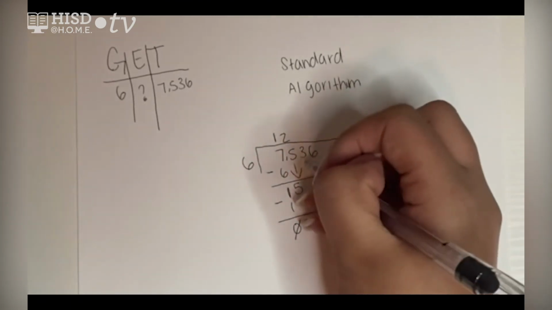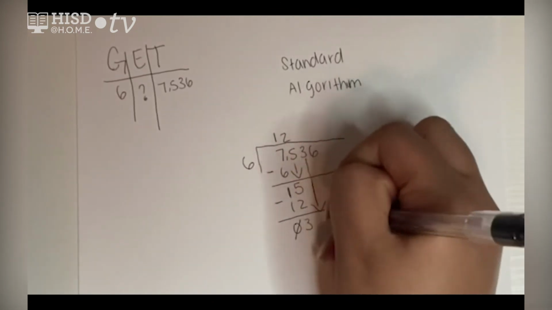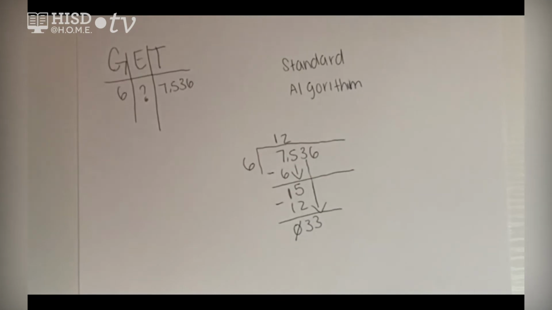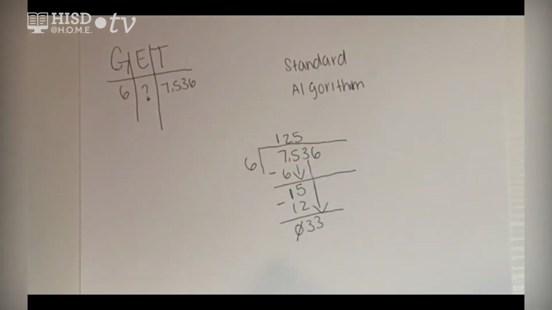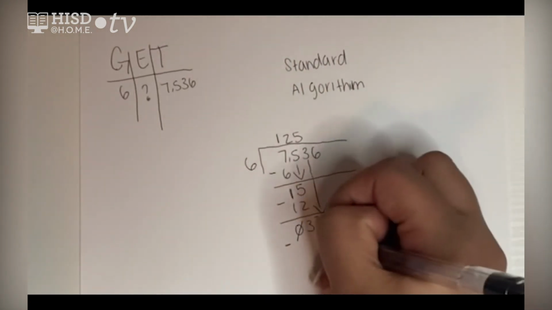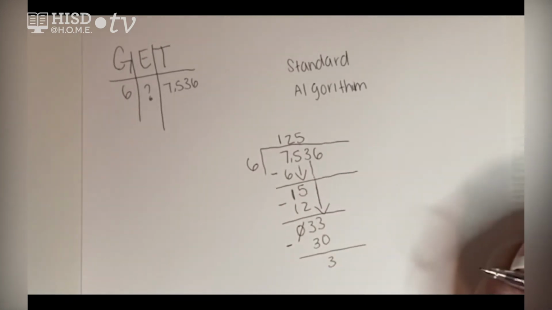Well, I'm going to go ahead and drop down this next value because I know that 6 can't go into 3. So I'm going to drop down this next value and make it 33. Can 6 go into 33? Yeah, it can. How many times can 6 go into 33? Awesome work, 4th grade. 6 can go into 33 5 times. And what is 5 times 6? 30. So I'm going to go ahead and take 30 from here. And I'm left with 3.